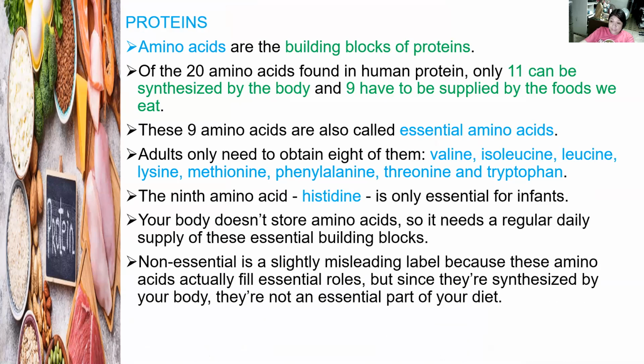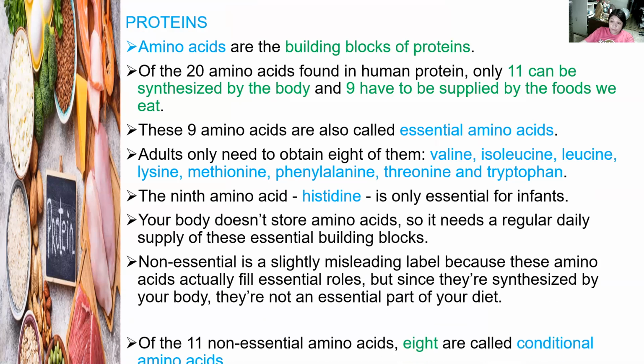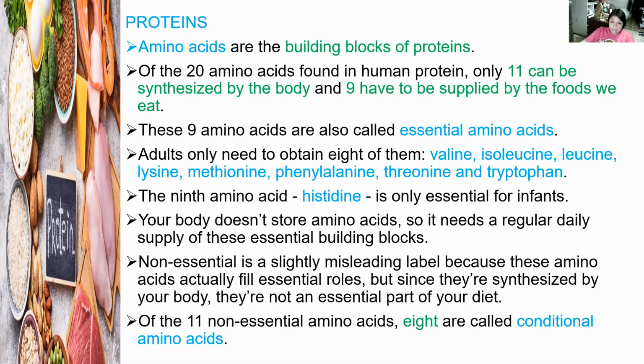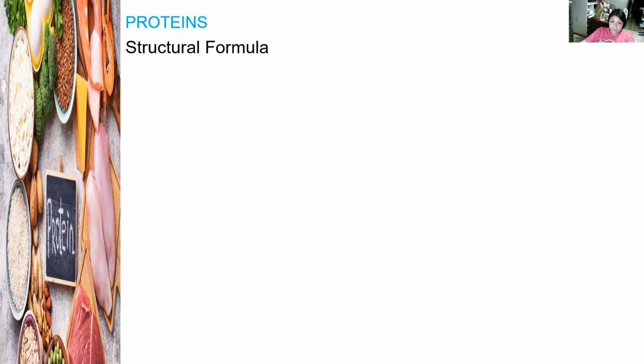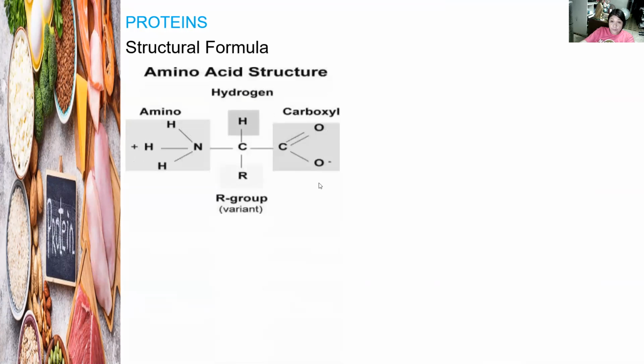Non-essential is a slightly misleading label because these amino acids actually fill essential roles. But since they are synthesized by your body, they're not an essential part of your diet. Of the 11 non-essential amino acids, 8 are called conditional amino acids. Here's the structural formula of an amino acid. We have the amino, the hydrogen, the carboxyl, and the R group, which is a variant.